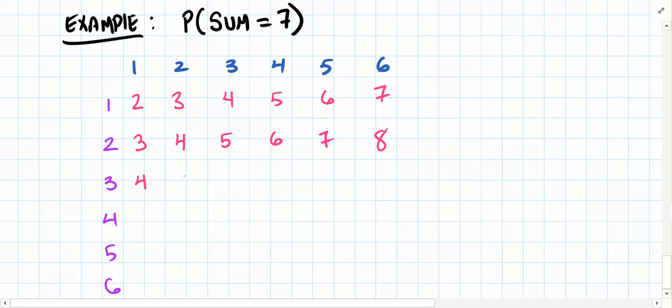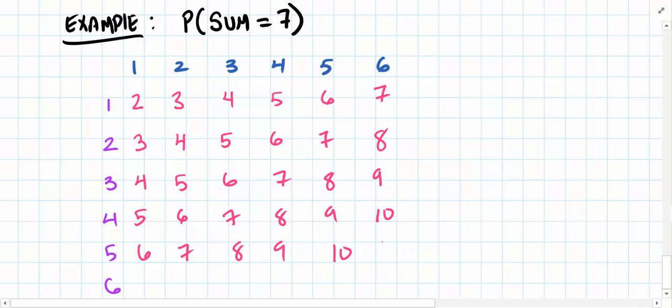So 4 and 1, that's going to be 5. 4 and 2 is 6. 4 and 3 is 7. 8, 9, and 10. Now let's just finish this off. This is going to be 6. This is going to be 7, 8, 9, 10, 11. And this will be 7, 8, 9, 10, 11, and 12. So for example, there's only one way to roll a 12. I have to roll a 6 on my blue die, and I have to roll a 6 on my purple die. That's the only way I could get a sum total of 12.